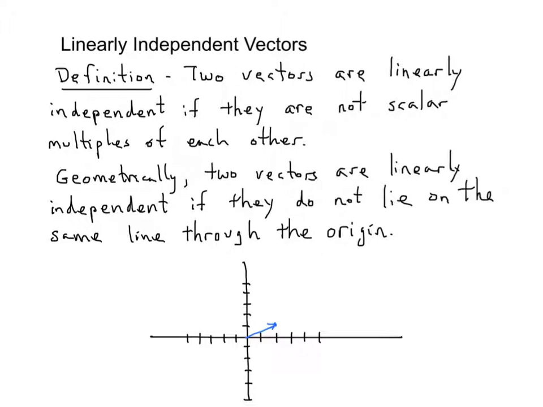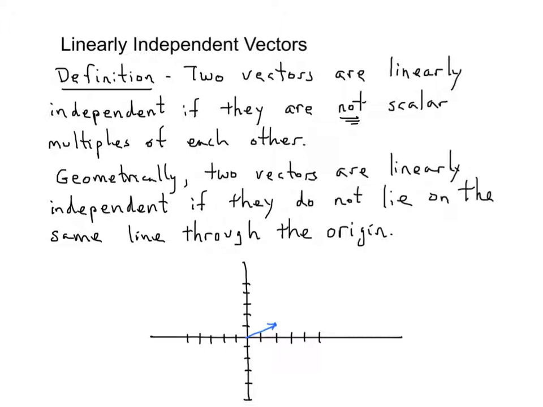So I'm going to underline not. Okay. Geometrically, all that means is that the two vectors do not lie on the same line through the origin. So here's a vector that goes through the point 2, 1.